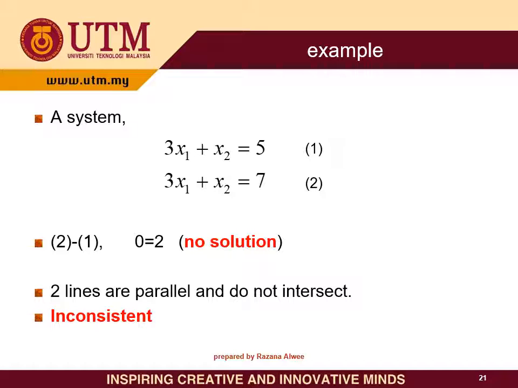Okay, an example for no solutions. We have two linear equations: 3x1 plus x2 equals 5 and 3x1 plus x2 equals 7. As you can see, if you put any number inside here, it will not satisfy both, because the left side is the same, 3x1 plus x2, but one is equal to 5 and the other is equal to 7. Of course, no number can satisfy both. So these two lines are parallel and do not intersect with each other. So it is inconsistent.